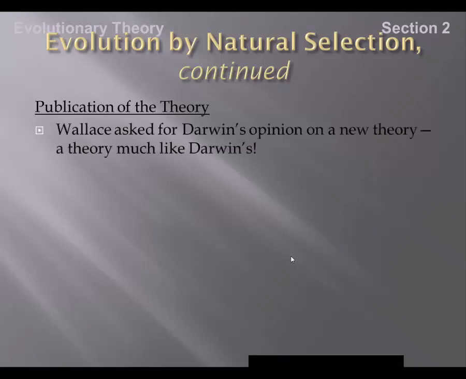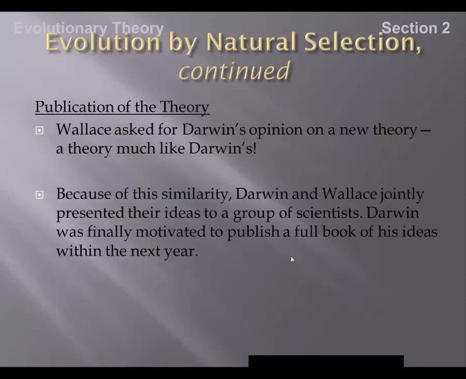Wallace asked for Darwin's opinion on a new theory that he had been developing. And the theory was much like Darwin's. Because of the similarity, both Darwin and Wallace presented their ideas to groups of scientists. And so Darwin was finally motivated to publish his full book.